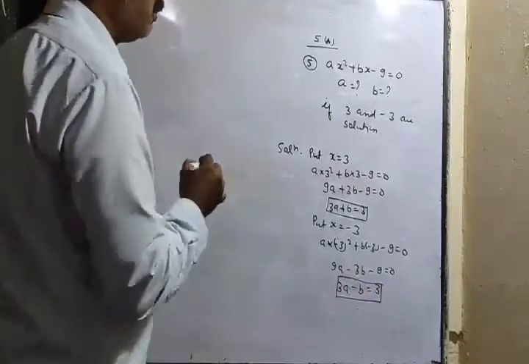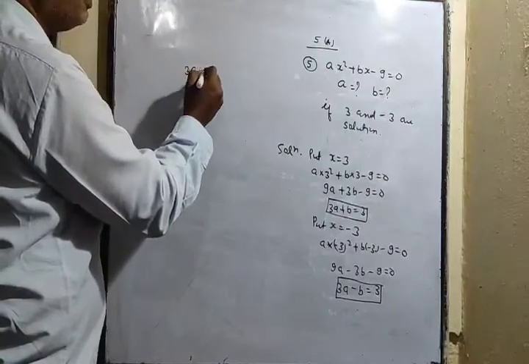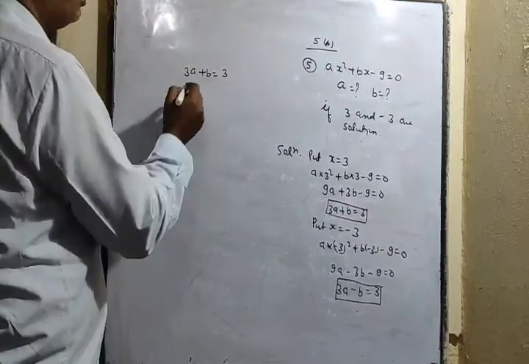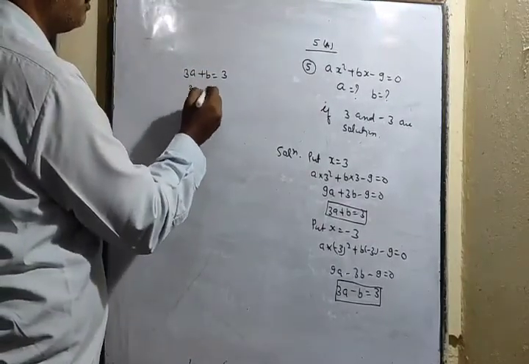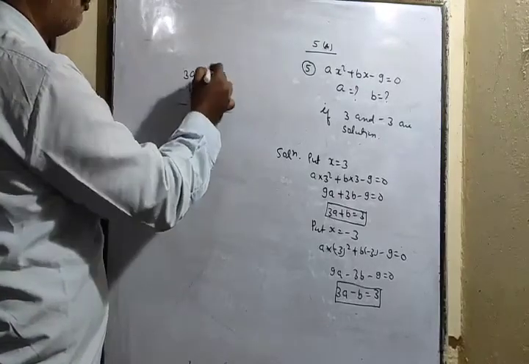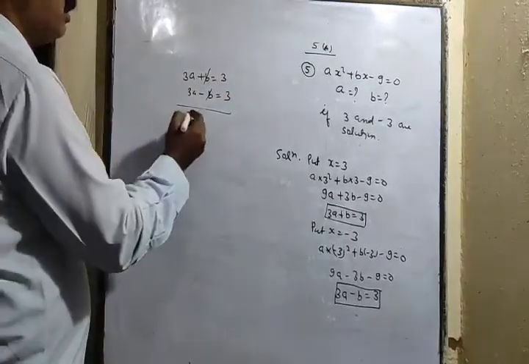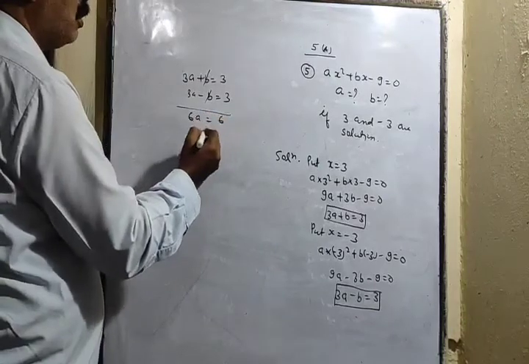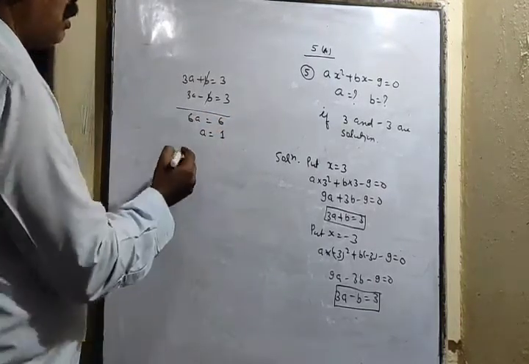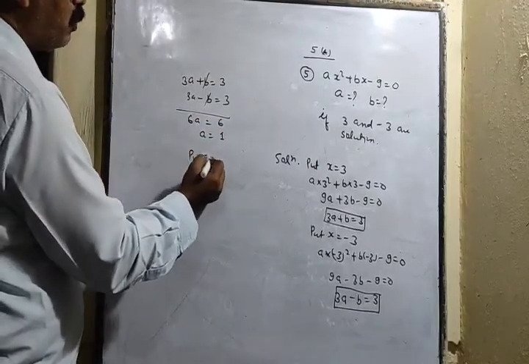Now we'll solve both the equations. The first equation is 3a plus b is equal to 3 and the second equation is 3a minus b is equal to 3. This b will be cancelled because their signs are opposite, so 6a will come out as 6. So a will come out as 1.